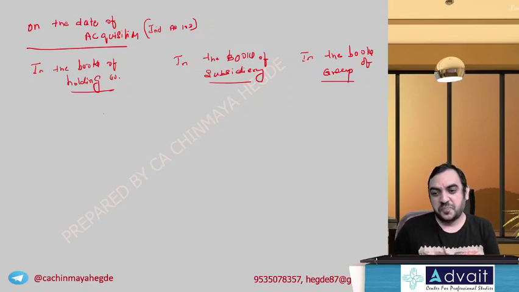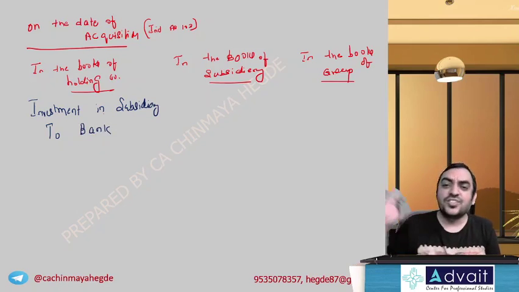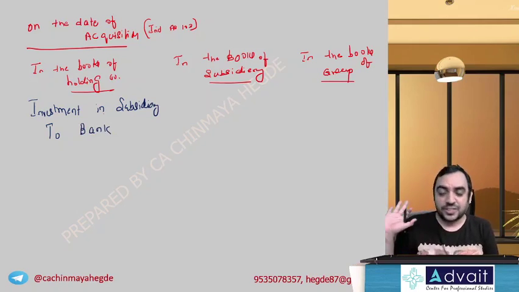Simple entry. They will have investments in shares of the subsidiary company account debit to bank. That's all. Investment account debit to bank. A simple thing. No complicated stuff.